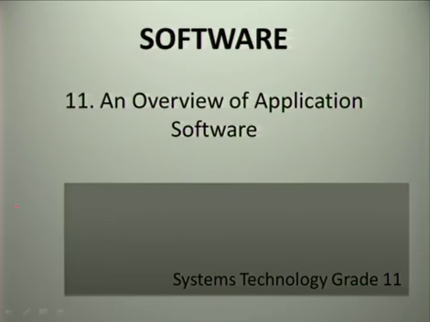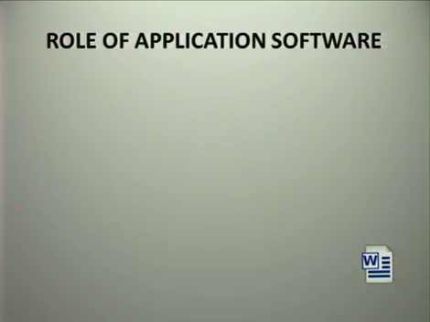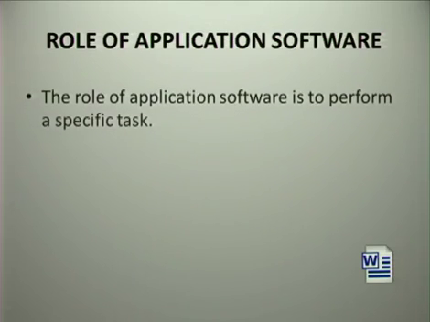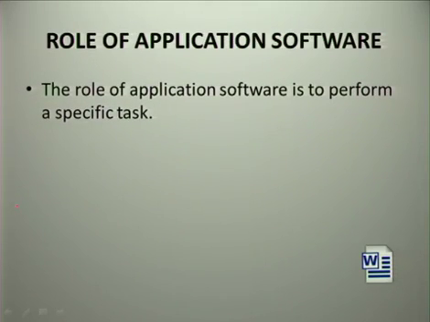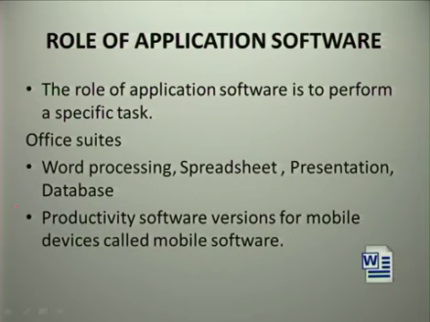Now, before we can start with this, let us find out the role of application software. The role of application software is to perform a specific task. For example, if you look at your Office package, it gives you different applications in one. For example, you get Microsoft Word processing, spreadsheets, presentations as well as databases. Each of these applications does a unique or specific task.